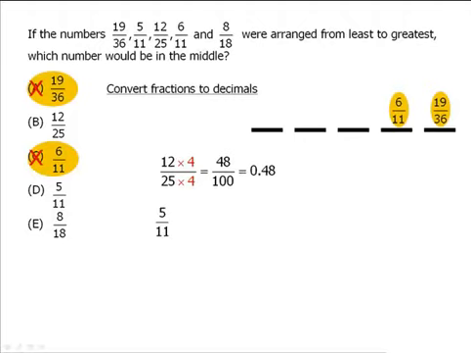Our second conversion, 5/11. I want to rewrite this fraction as a new fraction with 100 as its denominator. What do we multiply 11 by to get 100? Well, we know that 9 times 11 gives us 99, so we need to multiply 11 by a number slightly larger than 9. I'm going to use this notation. This means I'm multiplying by a number slightly larger than 9.